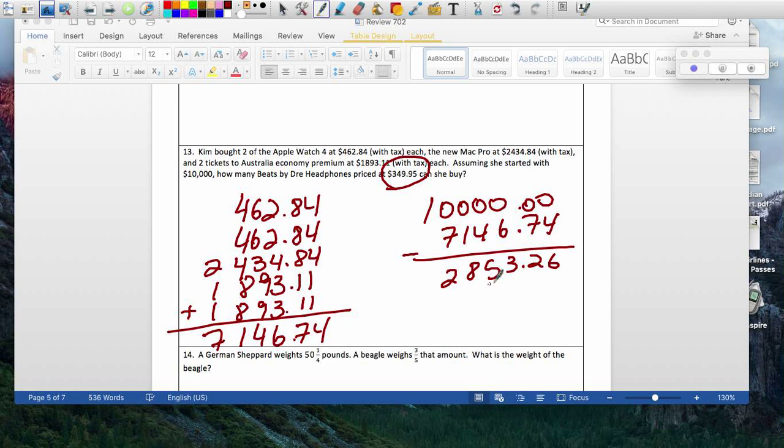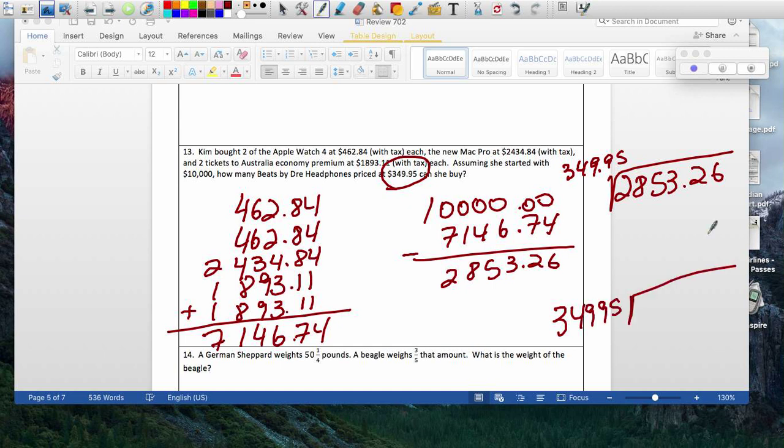So 2,853.26. We can divide this by 349.95. The objective here is to make sure that you remember the procedure, which is to make this into a whole number, right? So we're going to move this 2 over, so that's going to be 34995. And move this 2 over, and that's going to give us 2853.26.